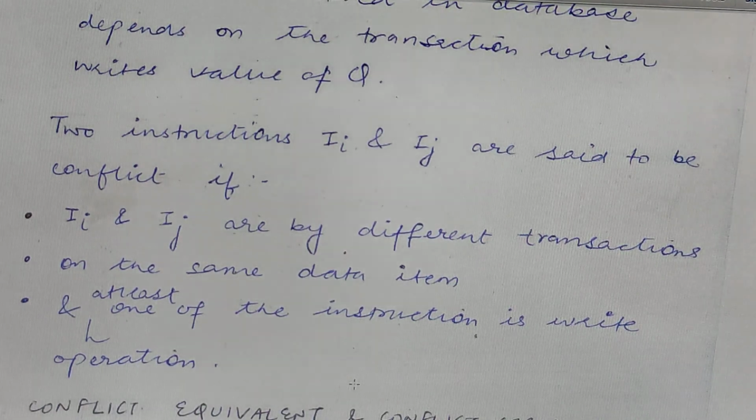So the conflict will occur if both the instructions are from different transactions, they are on the same data item, and at least one of the instructions is a write operation. Because if both the instructions are read instructions, even then there will be no conflict, because reading means just fetching the data, which will definitely not result in a conflict. Conflict occurs when at least one of the operations is a write operation. So this is the scenario.